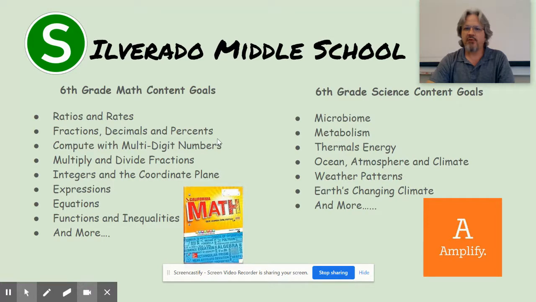There are lots of units in this Amplify Science program. The current one that we're working on right now is called the microbiome. It's talking about small little things like cells and other organelles that are in a body. Other topics and units that we'll be learning are metabolism, thermal energy, ocean, atmosphere and climate, weather patterns, Earth's changing climate, and much more.